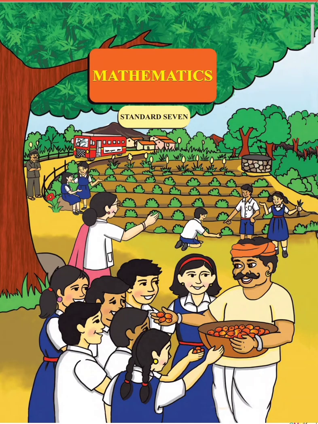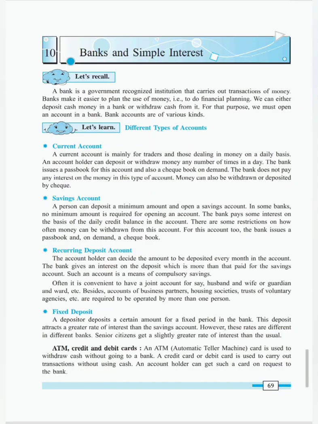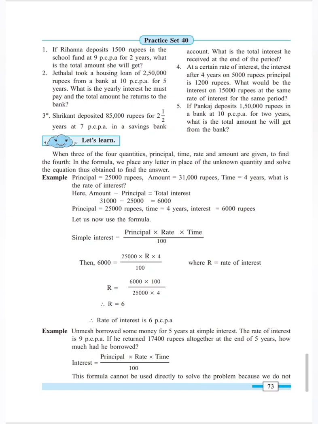Students, now we will solve the two examples from textbook page number 73 in the lesson Banks and Simple Interest. The first example is displayed on your screen now. When three of the four quantities, principal, time, rate and amount are given, we find the fourth one.